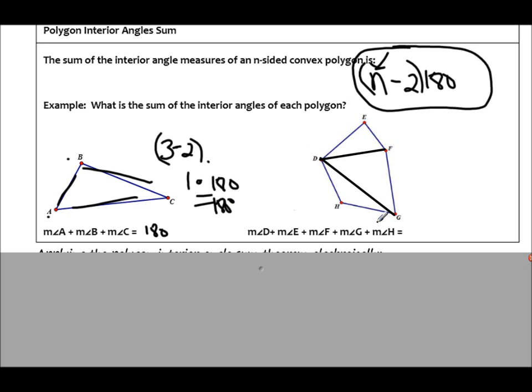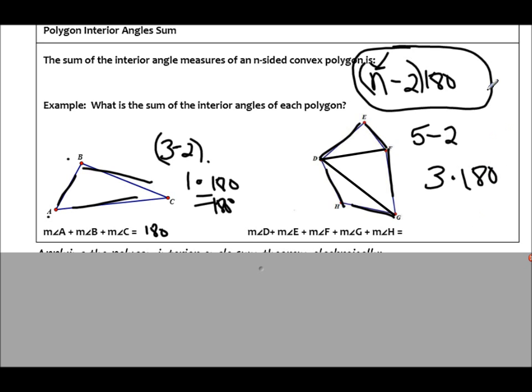We do the same thing with any polygon. We take the number of sides, 1, 2, 3, 4, 5. We subtract 2, which hopefully you don't need a calculator again. That's 3, and we multiply that number times 180.